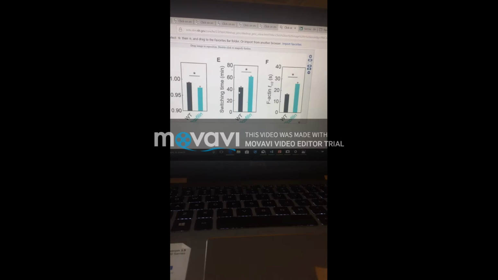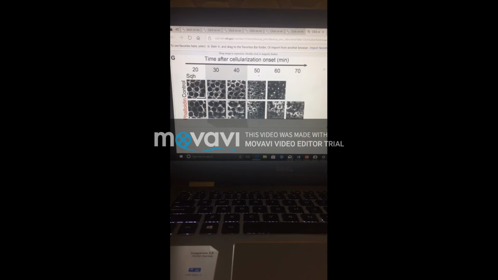F then shows the F-actin half-life for the wild type versus the mutant. The mutant has a longer half-life than the wild type. G to L is now experimenting on the F-actin disassembly being completely blocked by phthalidin.